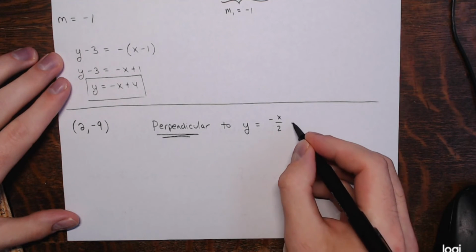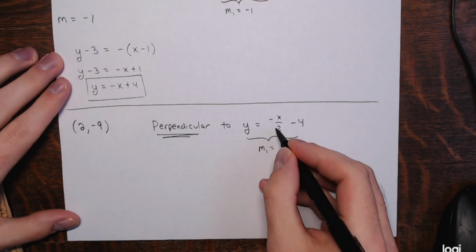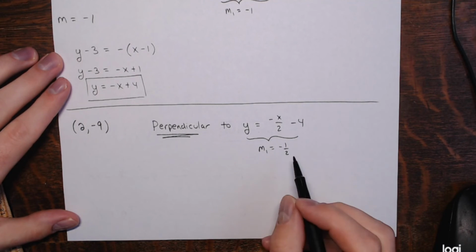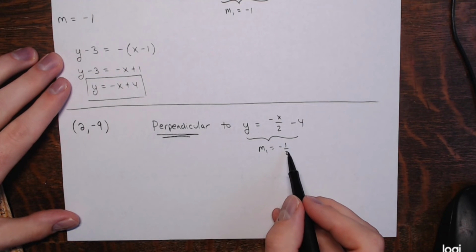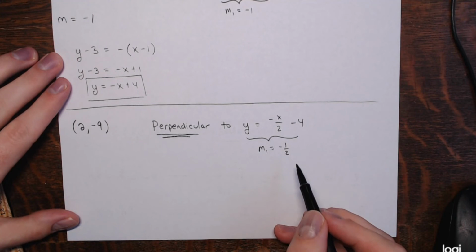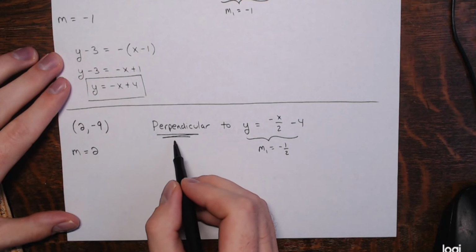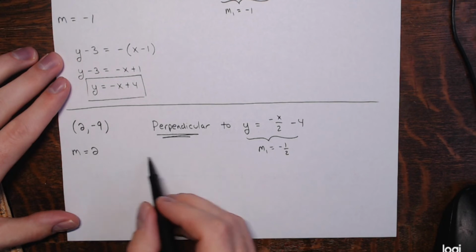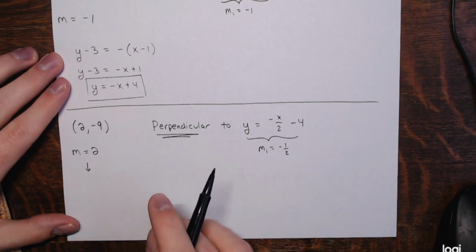Now the slope of this line is negative 1/2, the coefficient of x. So remember, the opposite reciprocal of this would be positive 2. You take positive 1/2 and then flip it. So the slope of our line, because it's perpendicular, would be positive 2. Opposite reciprocals multiply to be negative 1.